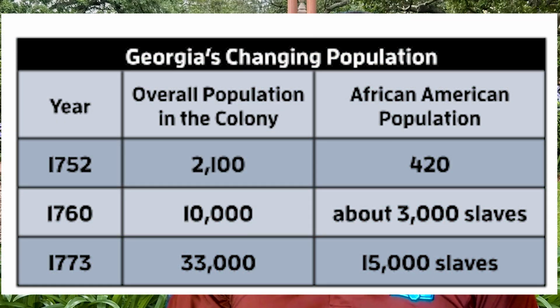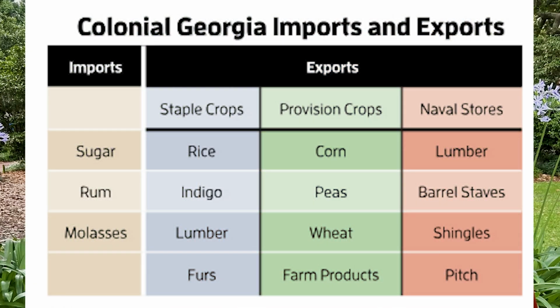The second change that occurred from the trustee to the royal period was slavery. In 1749, just prior to the royal period, slavery was allowed in Georgia. Between 1750 and 1775, the number of slaves increased from 500 to 18,000. Slavery was a boon to the colony's economy as agricultural production began to explode, particularly on rice plantations.